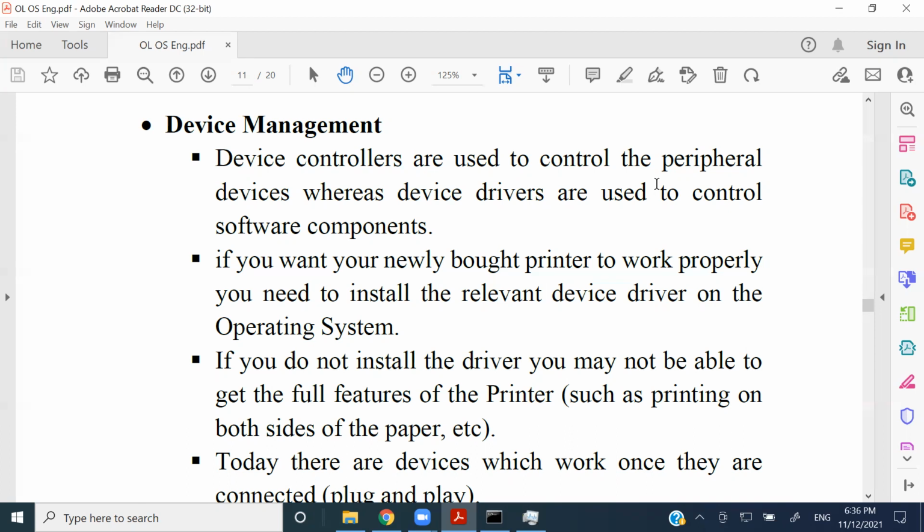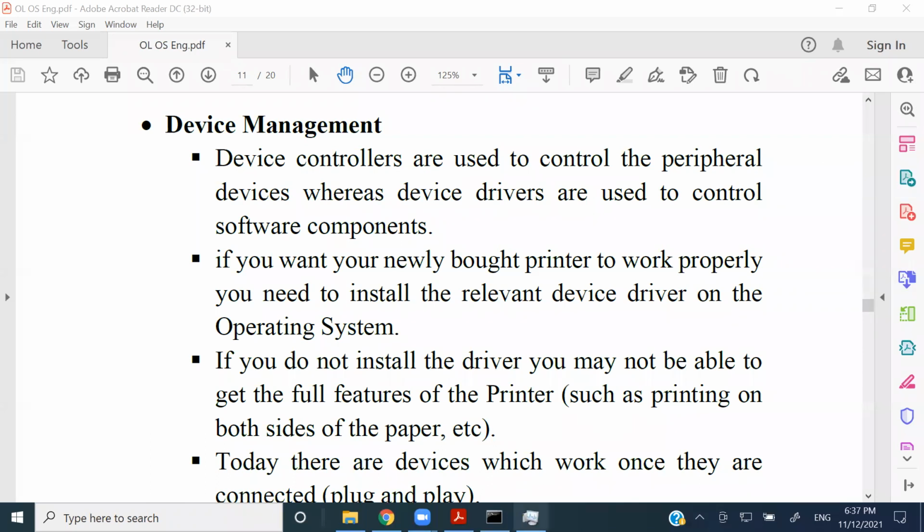But if you are fitting some other peripheral devices like a keyboard or a mouse, we are not specifically installing the device drivers into our computer system. But you can remember, if you had this experience, that when you connect your mouse or keyboard to your computer for the very first time, it takes some time to install its drivers, right?